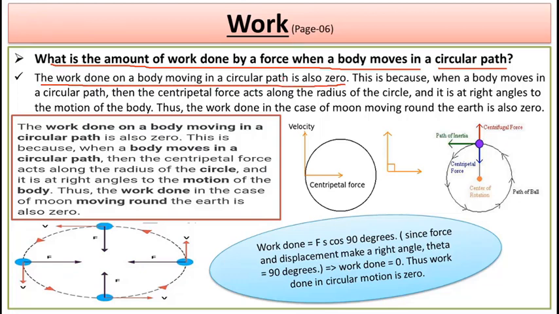How is this possible? This is possible because when the body is moving in a circular path, the direction of the centripetal force, which acts inwards towards the circle, and the direction of the motion or the path of the inertia are perpendicular to each other. And we just discussed that if the angle is 90 degrees, cos 90 degree is 0, and then the work is said to be 0.